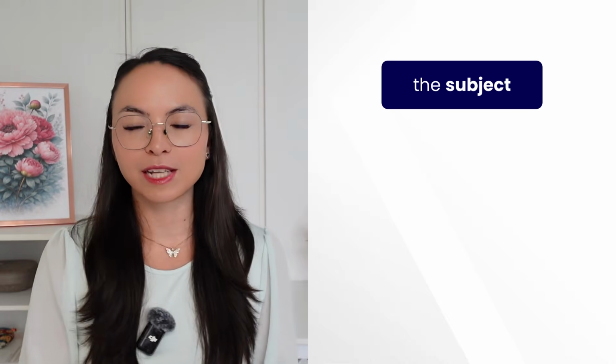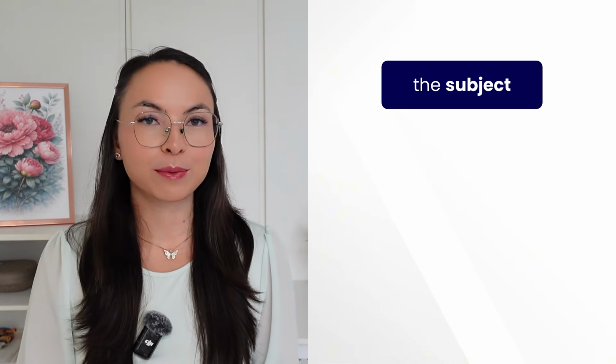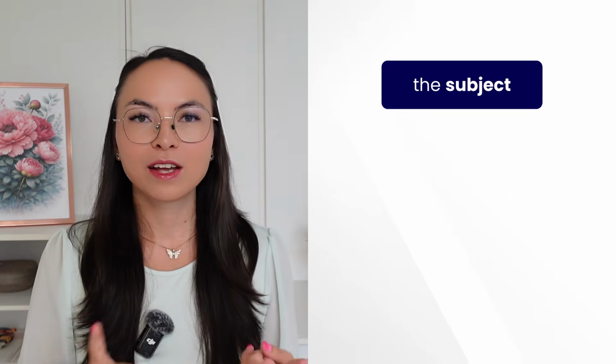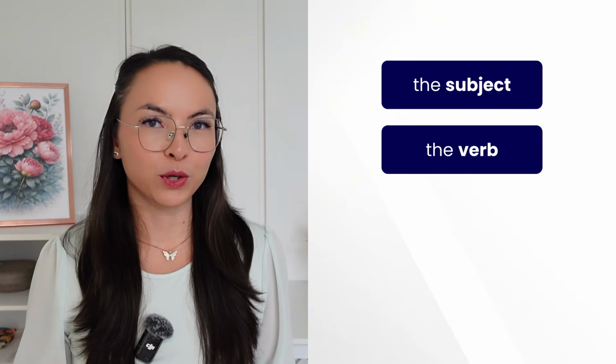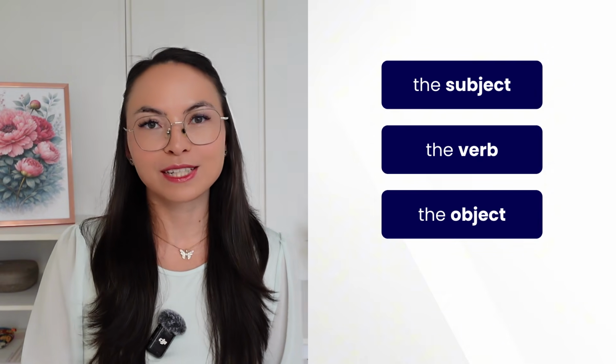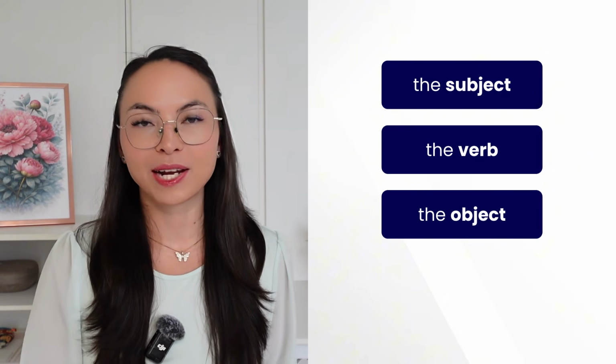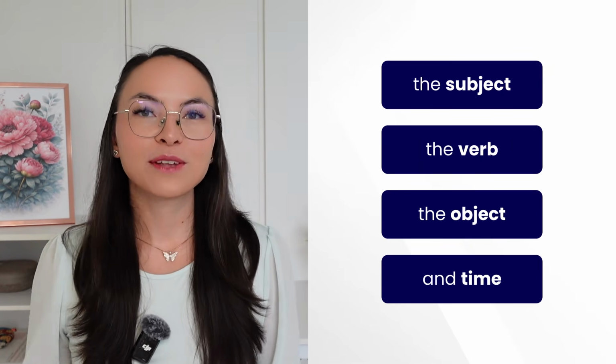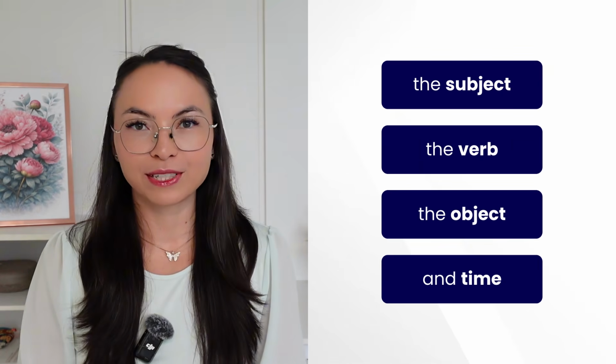Now let's quickly recap what we have learned so far. We've covered the subject, so the thing or the person who is doing the action, the verb, which is the word for the action, then the object, which is the thing or the person that is affected by the action. And we've also added a time word. So with just these elements, you can already say a lot and narrate many of your daily activities in German. And that's exactly what I encourage you to do.